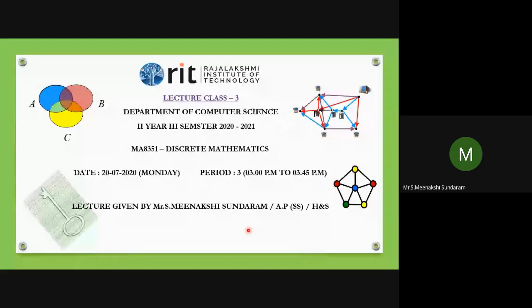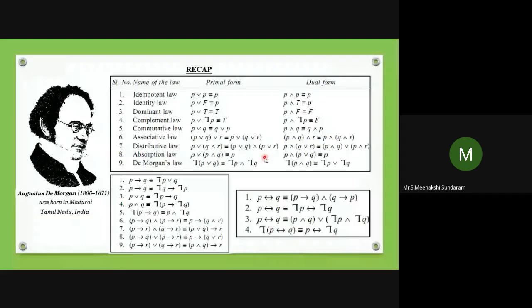Good afternoon. Today is the third class. Just a recap of the last class: last class we covered logical equivalences. Some of the formulas we can use are De Morgan's laws.